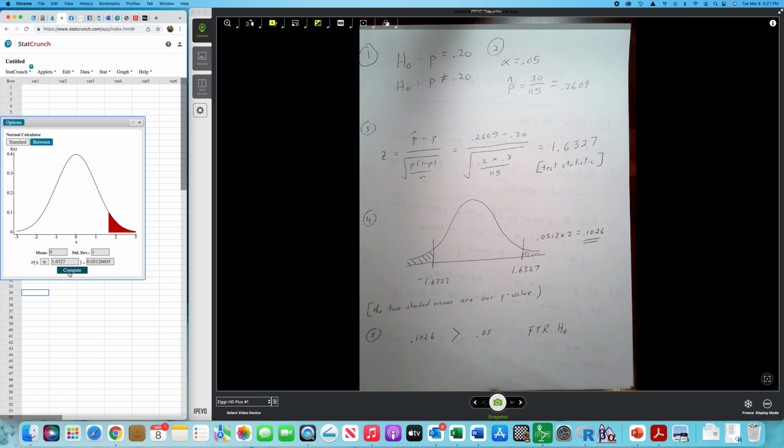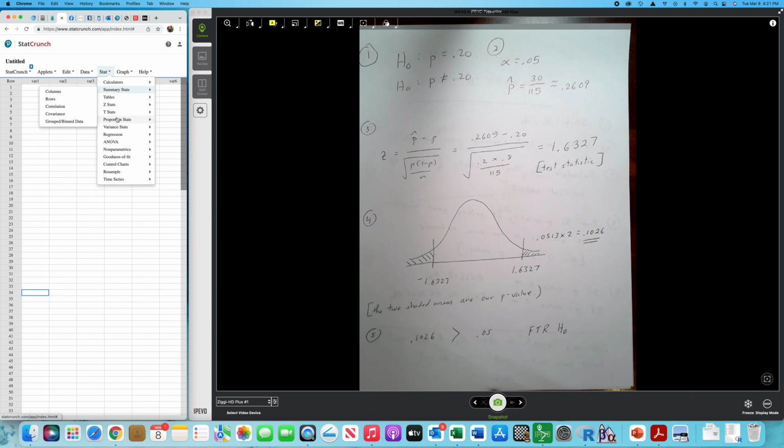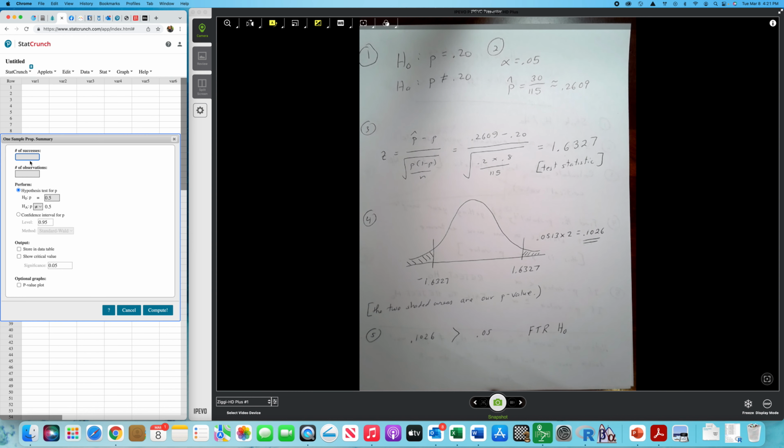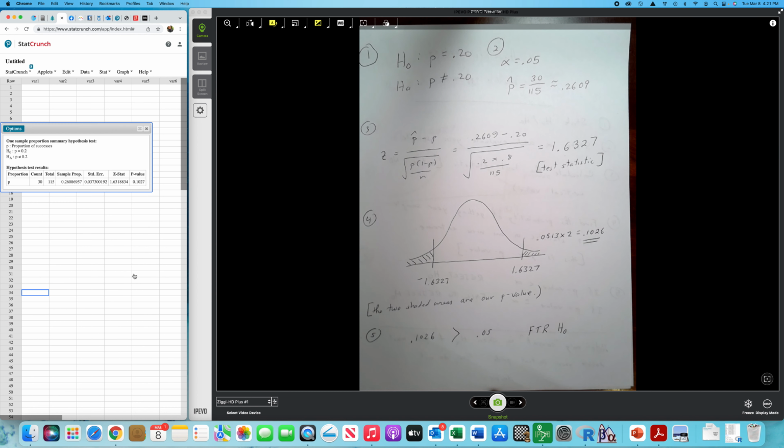Now, if I'm going to work this using the shortcut approach, go to stat, go to proportion stats, go to one sample, go to summary. Number of successes here are 30 out of 115. I want P equal to 0.20 and not equal, okay, 0.20. And I don't need a critical value now. And my alpha is 0.05. P-value plot, not really, doesn't do much for us. Calculate.